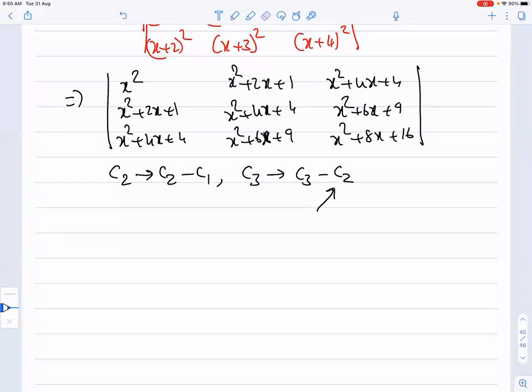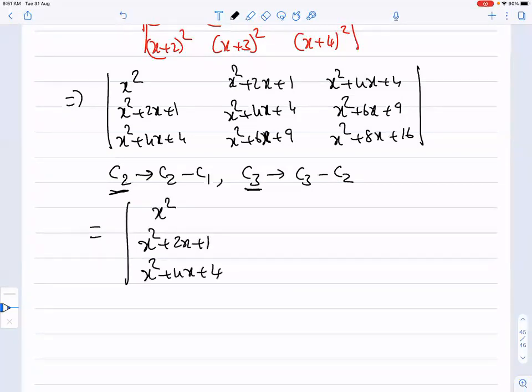So here we used C1, C2 and C3. Now, observe it. C1 we are not changing. We are changing only C2 and C3. So C1 will stay as it is. In C2, what happens? C2 minus C1. This minus this. We will get 2x plus 1. This minus this. We will get what? 2x plus 3. 2x plus 5.